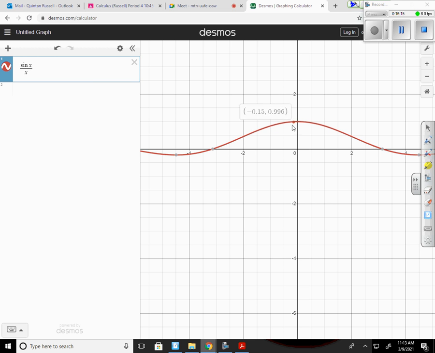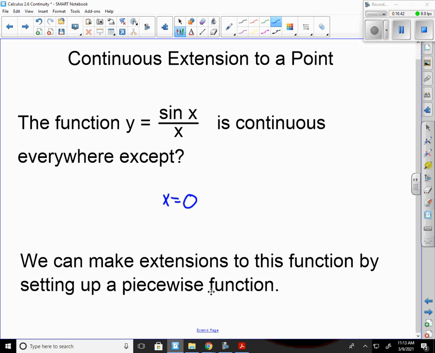So my limit of the sine of x over x as x approaches 0 from the left is 1. My limit as it approaches from the right is also 1. See, my y just keeps getting closer and closer to 1. But when I hit directly on 0, it's undefined. So I have this one spot here where it's undefined. We can actually fill that dot in by creating a piecewise function.